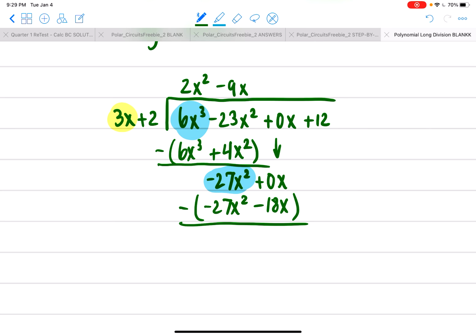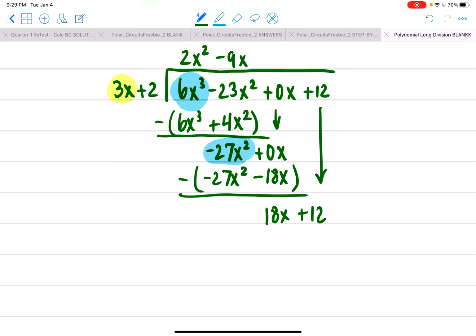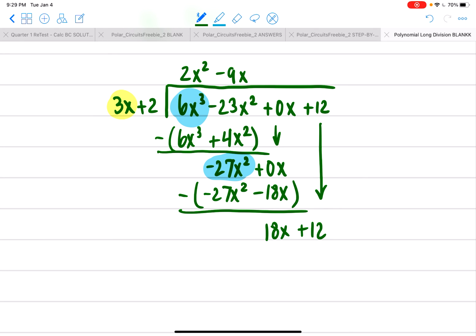All right, we're going to subtract. Don't forget to distribute. So this is going to be 18x, and then we're going to bring down the 12 here. And this one actually looks like it's going to work rather nicely. So how many times does 3x go into 18x? That's going to be 6. 6 times 3x is 18x. 6 times 2 is 12.